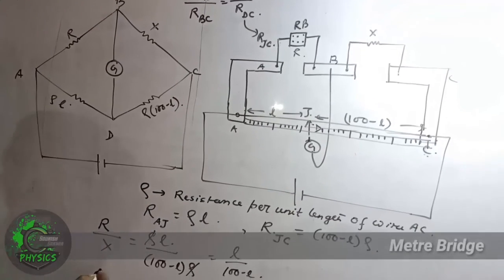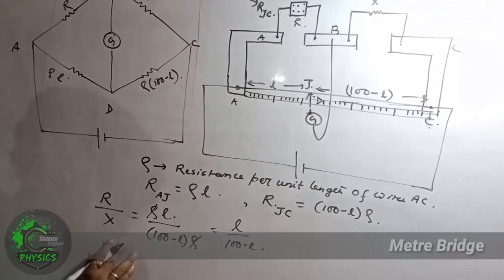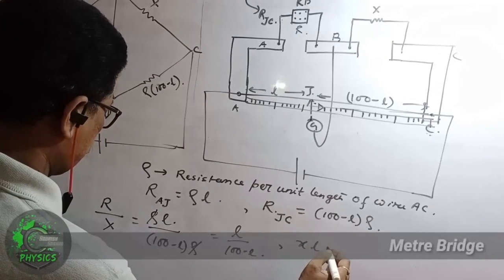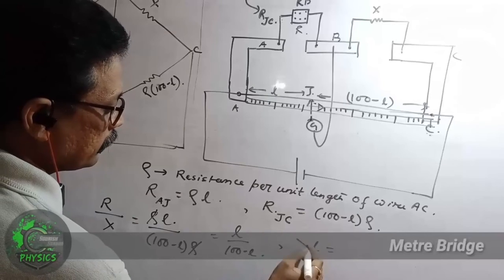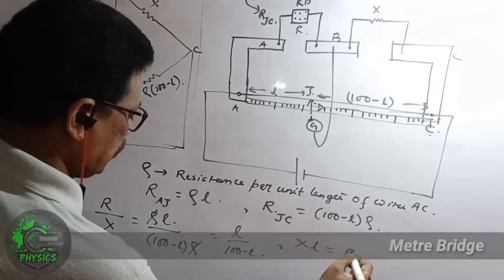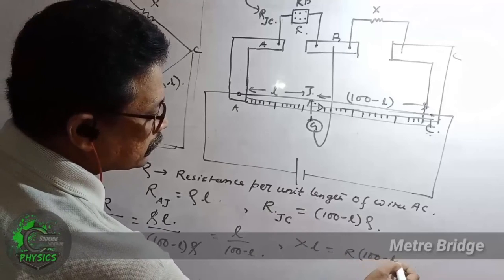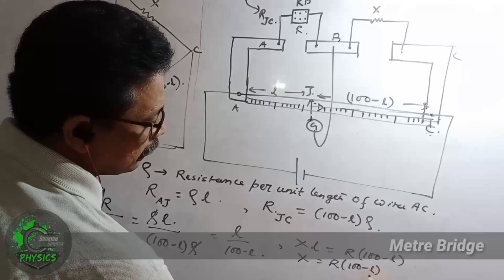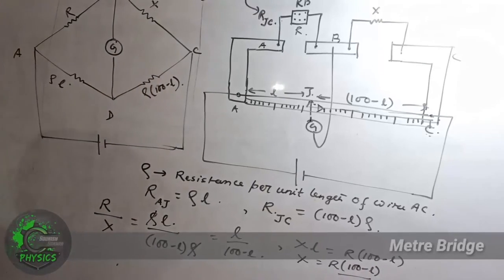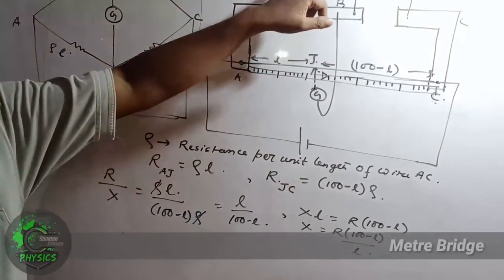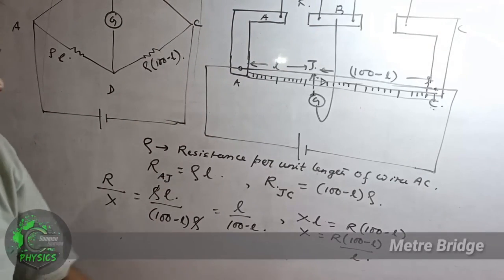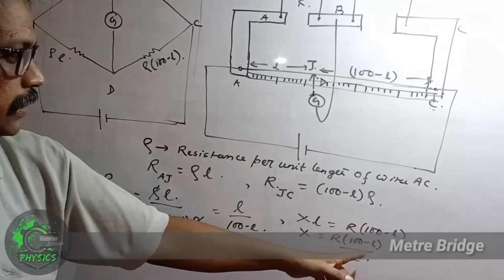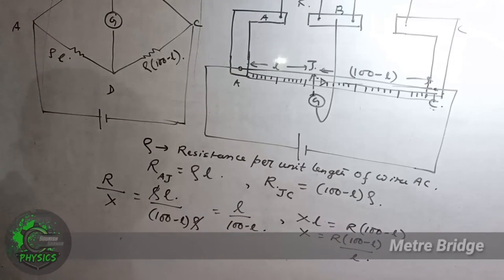So from this equation we can write XL equal to R into (100 minus L). So X equals R into (100 minus L) divided by L. If we know the resistance R of the resistance box, and if we know the length L, then putting all these values in the right hand side of this equation, X can be determined.